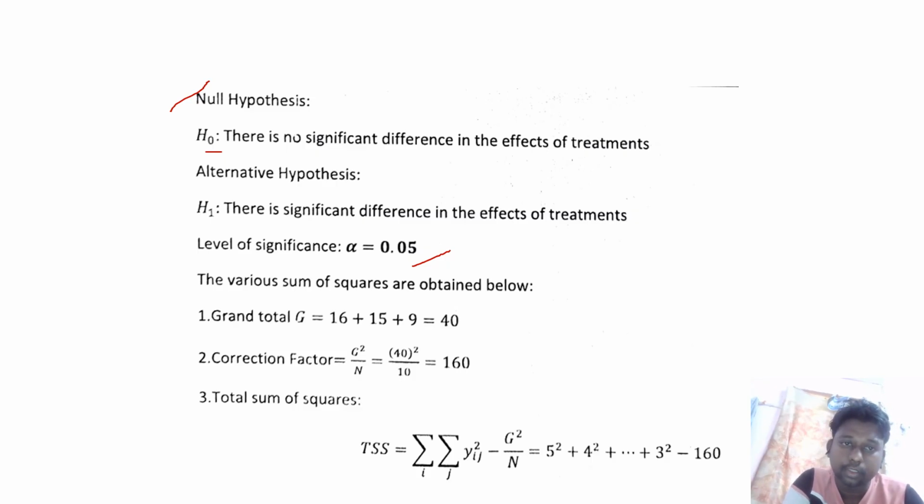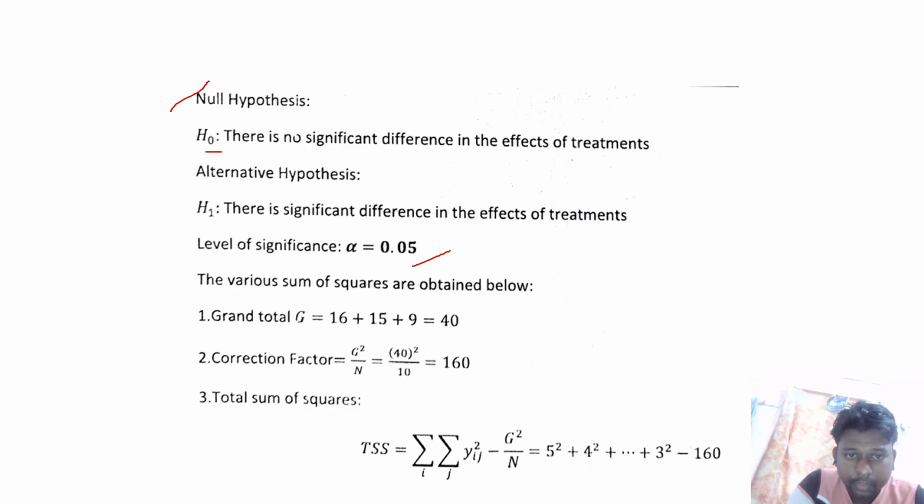So depending on the question, we are going to predict the Anova test, null hypothesis and alternate hypothesis, like H0 and H1. For H0 we have to say there is no significant difference in the effect of treatment, and H1 is the opposite: there is a significant difference in the effect of treatments. The level of significance we generally take is 5%, like that they have taken 0.05.